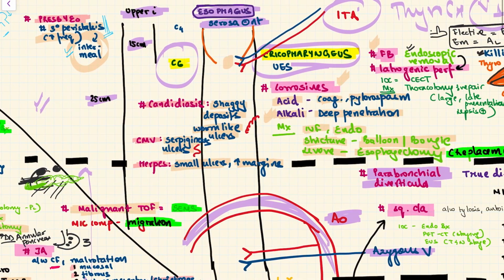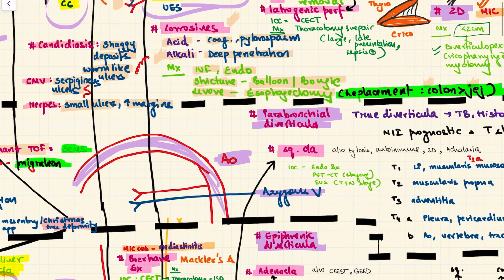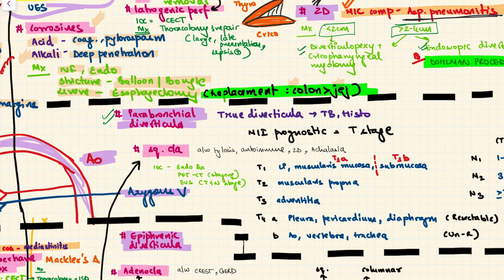So these were some of the conditions that affect the upper 1/3 of the esophagus, right? Moving ahead, in the middle 1/3 of the esophagus. First we can see parabronchial diverticulum, and remember that this is the only true diverticulum that can be seen, right? It is seen with TB and histoplasmosis.